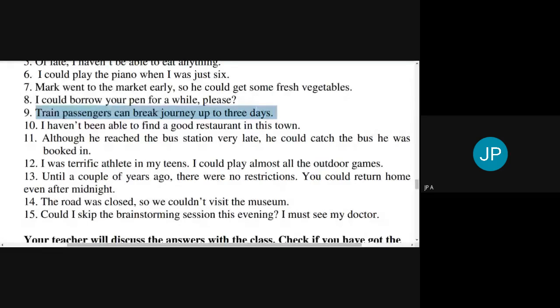So the next journeys within 3 days you have to take. What is the advantage of this? The advantage is that you can travel on a single ticket.